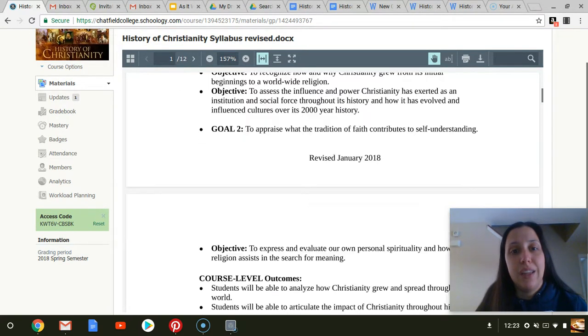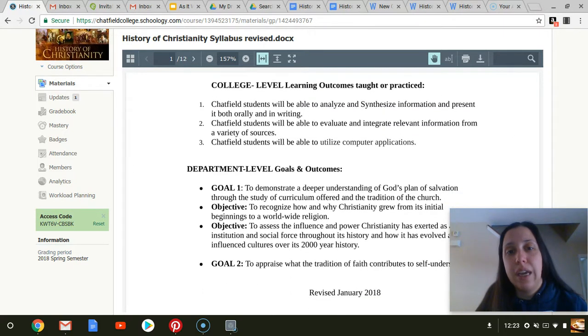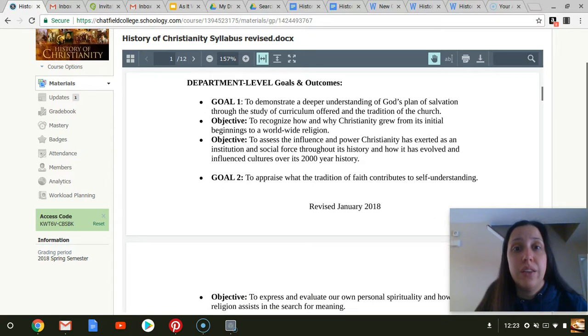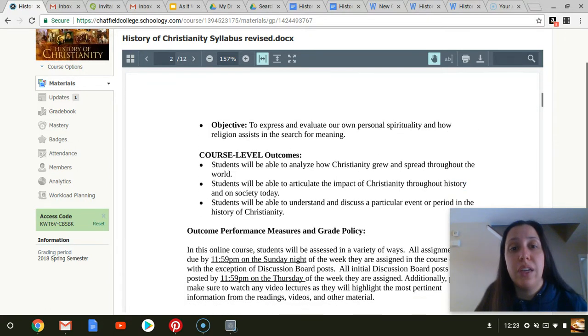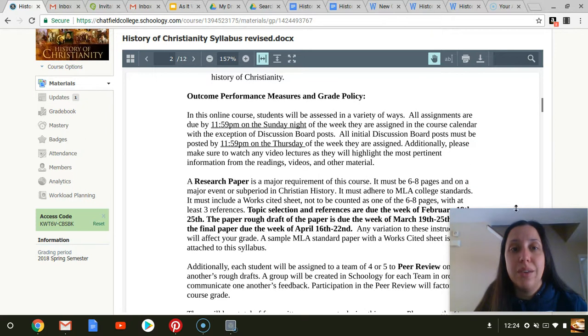Don't be intimidated by its length. Here are the college level learning outcomes, our department level. These are for the religious studies department. If you're here under history, I can also provide you with those if you would like, just contact me. These are the department level goals and our course level goals. You can read through all of those. I am not concerned. If you have any questions, just contact me. This is the important part here.